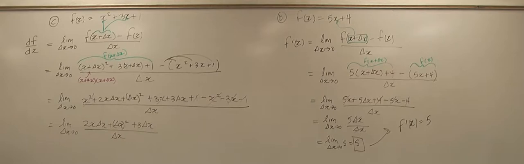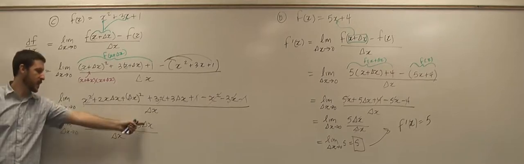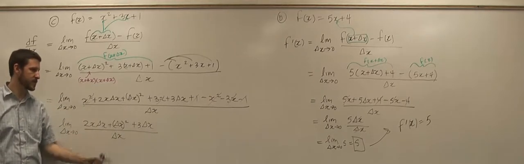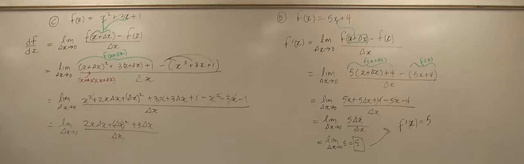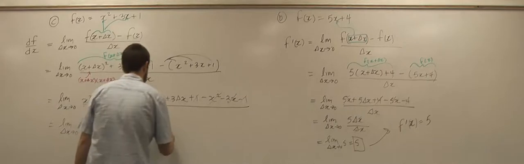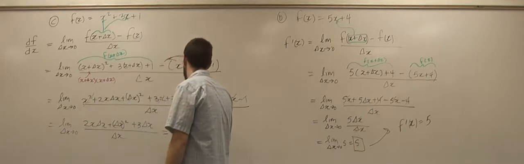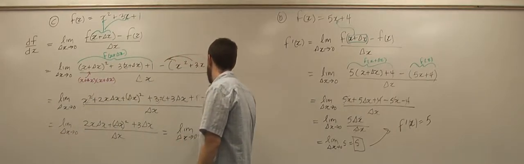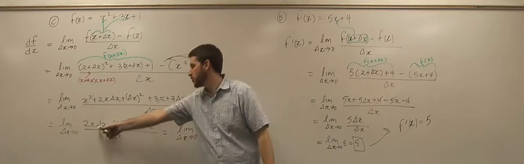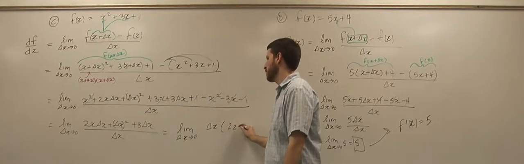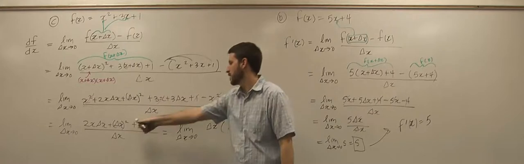So all you're left with are delta x's on top, right? Every term has a delta x. So then how do you finish this? Factor. You get a delta x out front, 2x plus delta x plus 3.